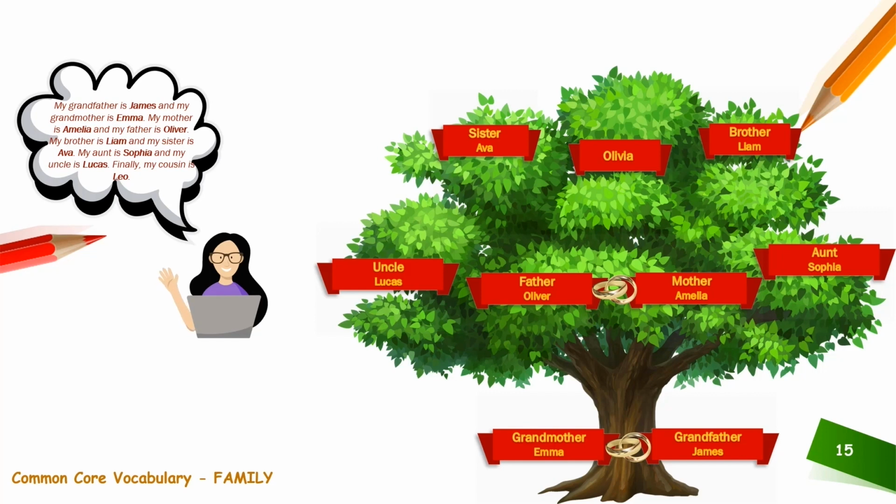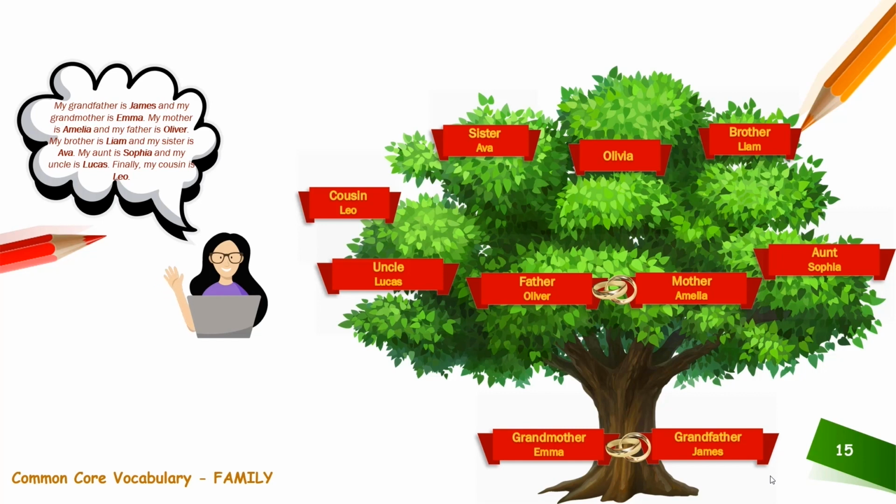She finishes her text saying, finally, my cousin is Leo. Again, the cousin is usually closer to the speaker's age, so she writes his name, Leo, next to her sister and brother, or in the same line.